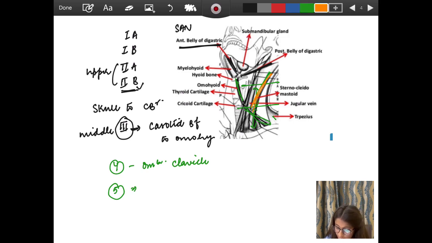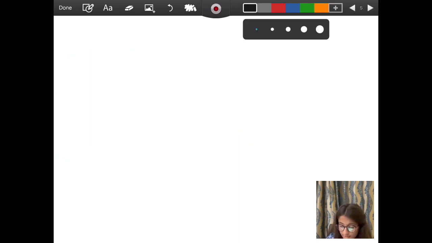As we discussed, level 5 nodes are in the posterior triangle. This is the sternocleidomastoid and this is the trapezius. Here will be the level 5 group of lymph nodes, and level 6 nodes are present in the anterior triangle, and level 7 is the mediastinal group of lymph nodes. Now coming to the types of neck dissection.